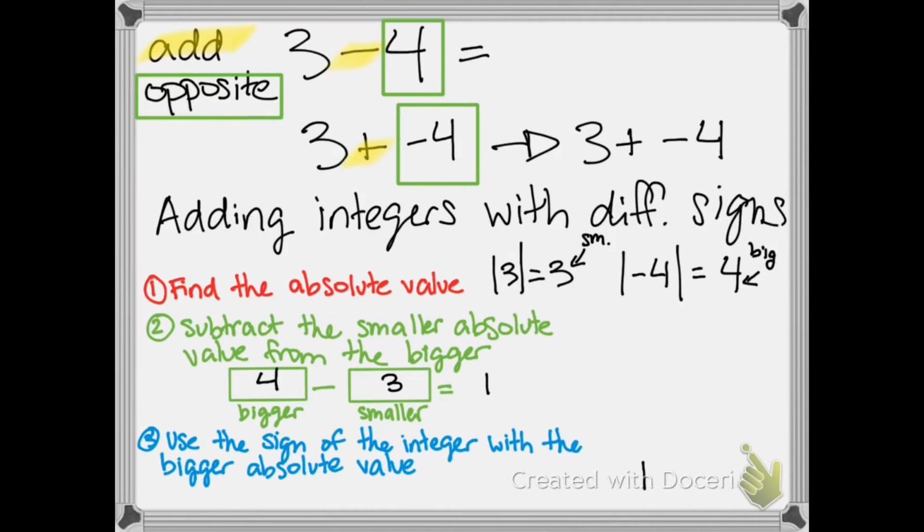So to do this, I'm going to look at my original numbers. And I see that negative 4 had the bigger absolute value, so my answer also needs to be negative. And my answer is negative 1.